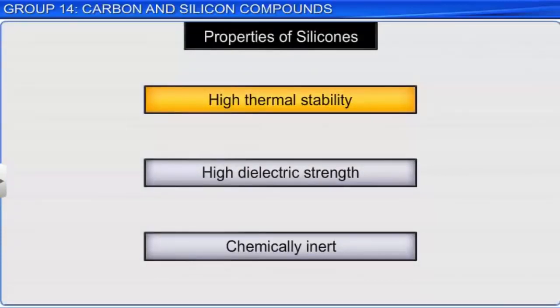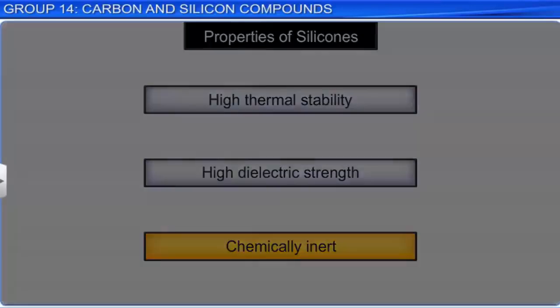They have high dielectric strength, which means that they can withstand high electric fields without breaking down. They are essentially inert chemically. They are resistant to oxidation and to most chemicals. These properties of silicones make them very useful.